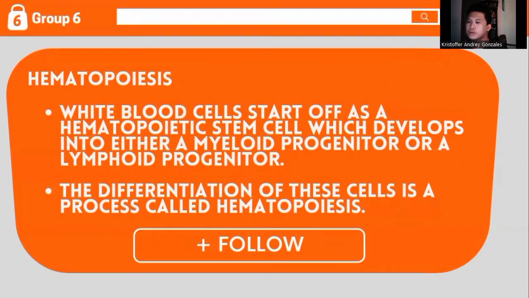Hematopoiesis. White blood cells start off as a hematopoietic stem cell, which develops into either myeloid progenitor or lymphoid progenitor. The differentiation of these cells is a process called hematopoiesis. Hematopoiesis, the formation of blood cellular components, occurs during embryonic development throughout adulthood to produce and replenish the blood system.